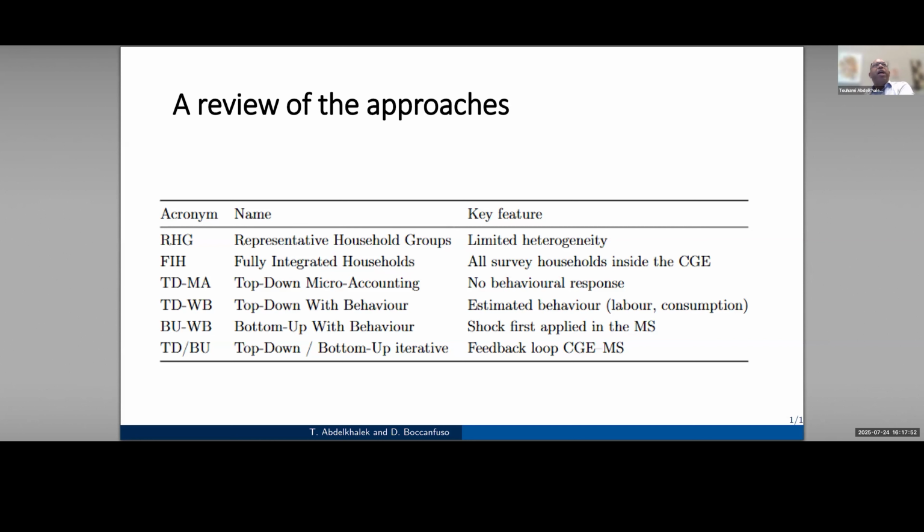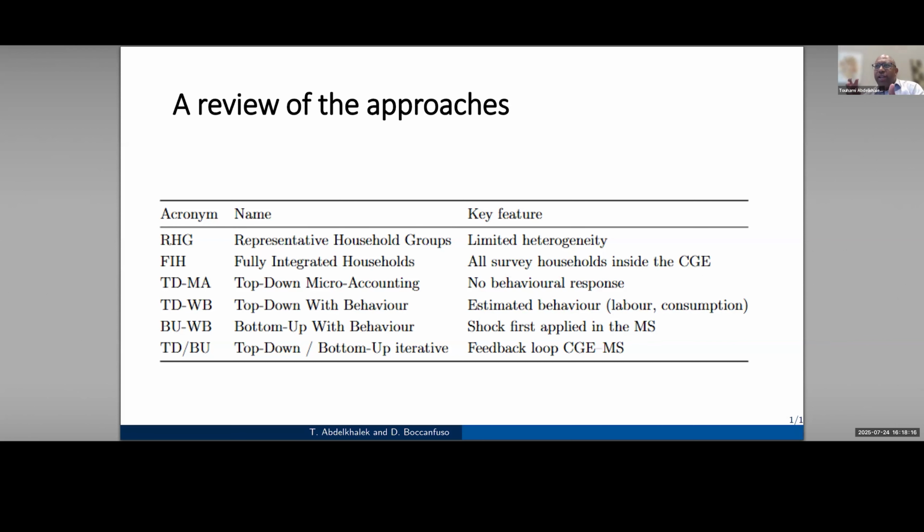Suppose the government changes, I don't know, the allowance for families. So it's a direct one, but we are looking at what is the reaction of households because they receive more revenue, and we want to see what is the impact of this measure, of this policy, on all the economy.